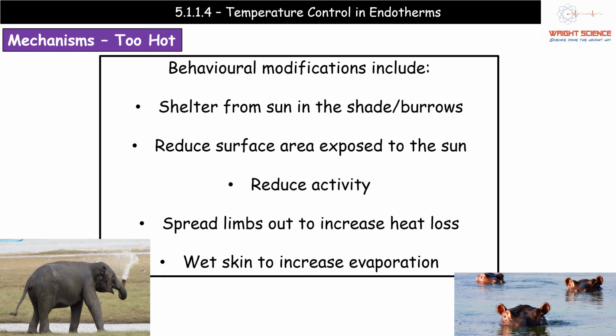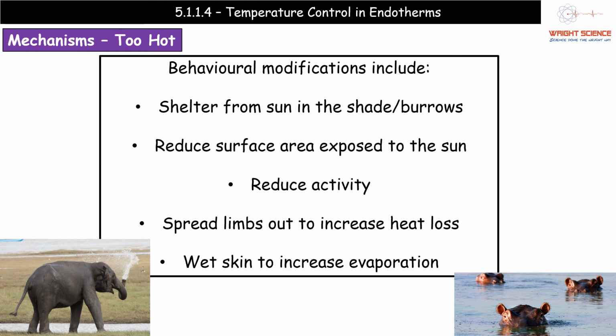But it's not just those physiological changes that our organisms are going to employ. We also have behavioural modifications. So to be fair, you can just think about, what do you do when you get too hot? And I'm sure we can all think of some examples here. But we can apply this to a range of other endotherms as well, because they're all pretty similar in their behavioural actions. They're going to find some kind of shelter from the sun.